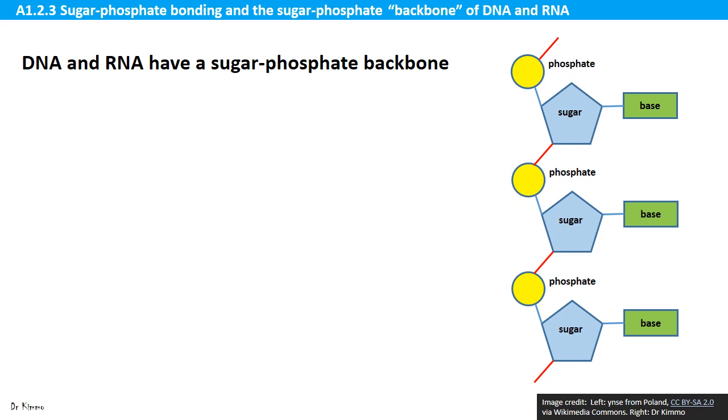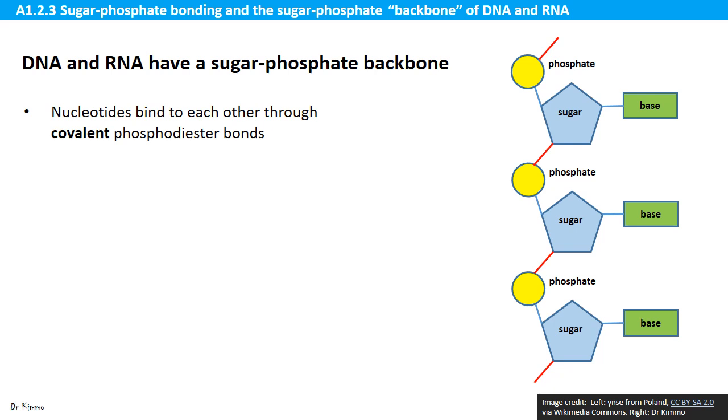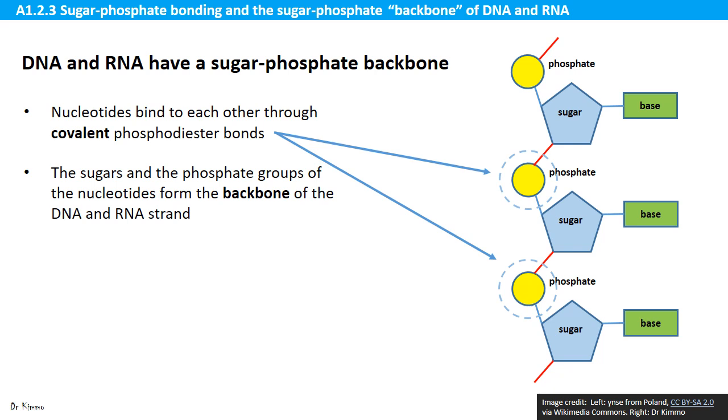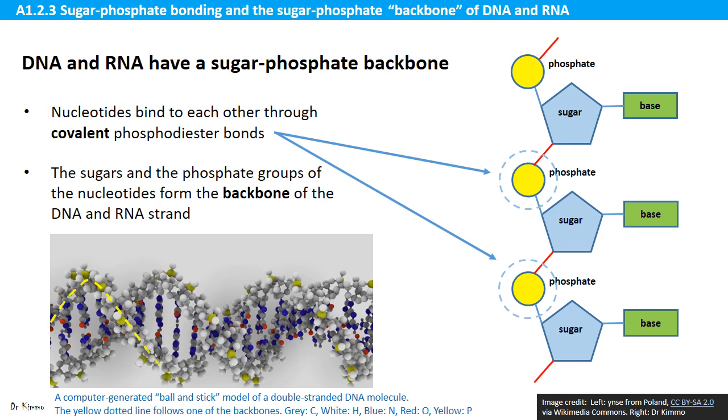DNA and RNA have a sugar-phosphate backbone. Nucleotides bind to each other through covalent phosphodiester bonds. The sugars and the phosphate groups of the nucleotides form the backbone of the DNA and RNA strand. Here below you can see a computer-generated ball and stick model of a double-stranded DNA molecule, and the yellow dotted line follows one of the two backbones.